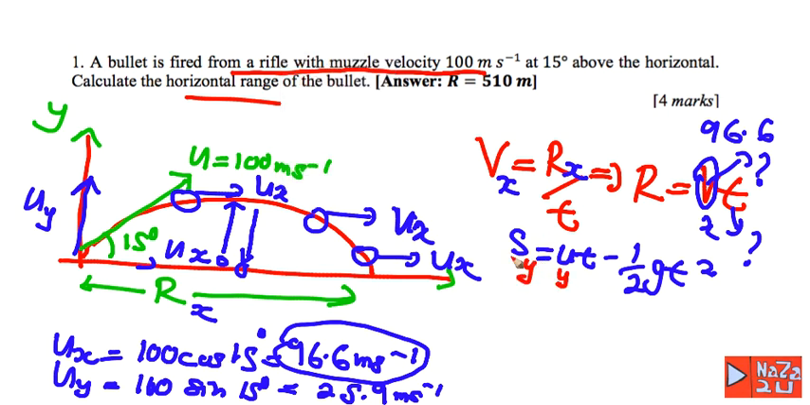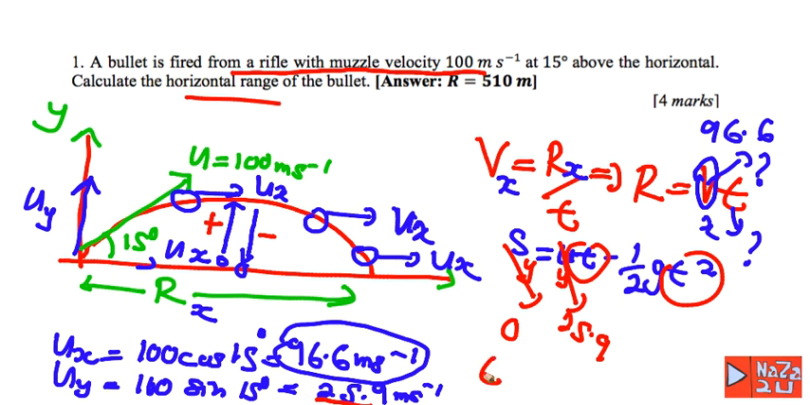sy is the displacement up and down. Up you use plus and down is negative, because we have the same value here, meaning plus and minus, so sy is equal to 0. What about uy? We have already calculated uy as 25.9, and now you can find the value of t. This is a quadratic equation, so you can use the calculator. The final answer for t is 5.28 seconds. So now you have the time t, which is equal to 5.28 seconds.